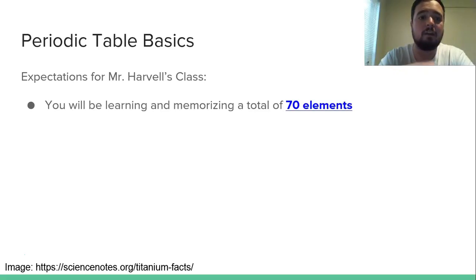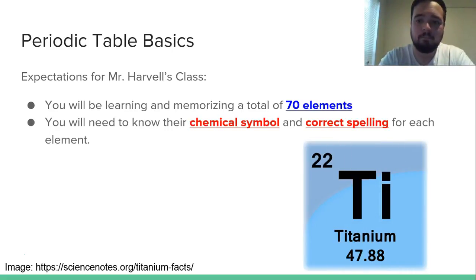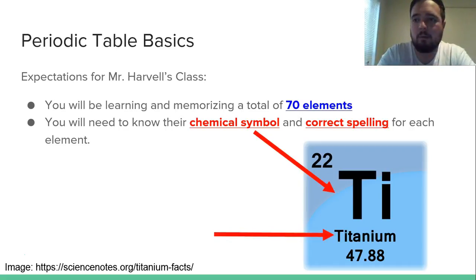But in my class, you will be responsible for learning and memorizing a total of 70 elements. Okay? You'll need to know both their chemical symbol and the correct spelling for each element. Okay? So you need to practice this. So just kind of break it down. When you look at an element block on the periodic table, the chemical symbol is the big, huge letters there. So the capital T, little I means titanium. And then the element name is right there. And that's how you should be able to spell it.